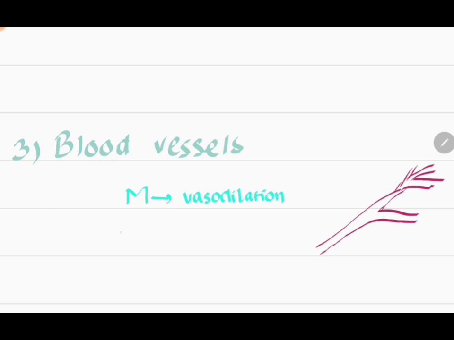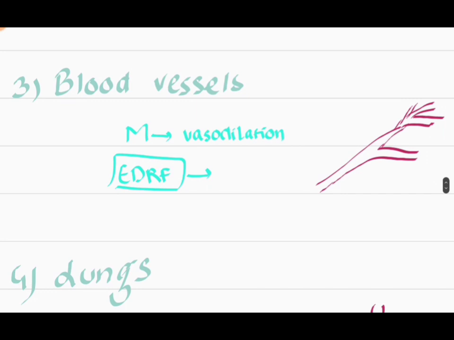In the blood vessels, the muscarinic receptors cause vasodilation via a compound known as EDRF. This molecule is released as a result of muscarinic receptor activation in the vessels, and as a result, vasodilation is observed in the blood vessels.